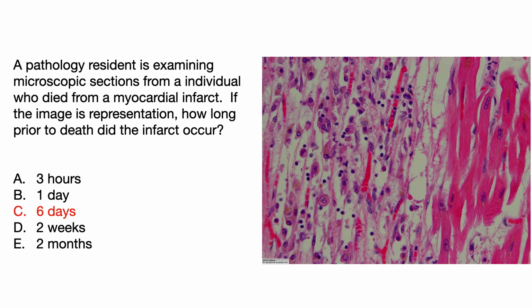So it wouldn't be 3 hours. Microscopically, if you're going to see anything at 3 hours, you might see wavy fibers. At 1 day you should see definitely coagulative necrosis and neutrophilic infiltrate, most likely. At 2 weeks you'd see granulation tissue, but it'd still be fairly cellular. At 2 months you'd see dense fibrous scar. At 6 days you would see macrophages and that.